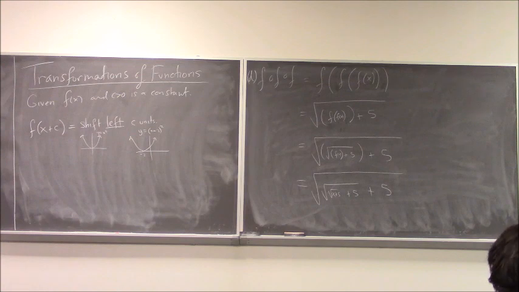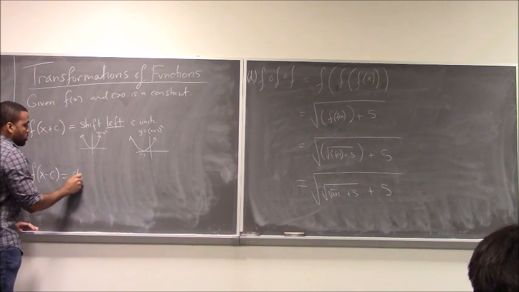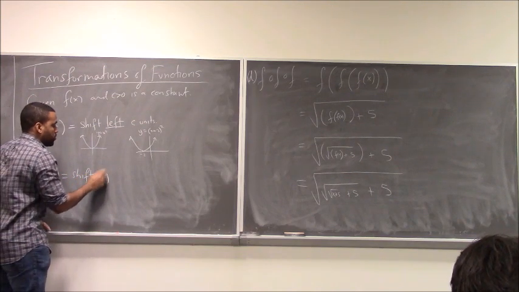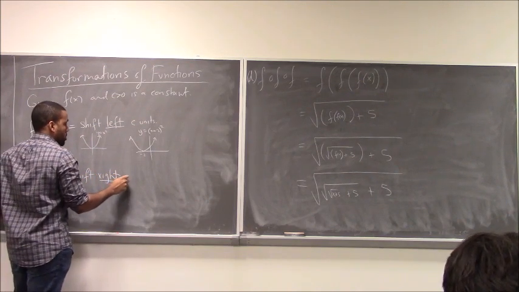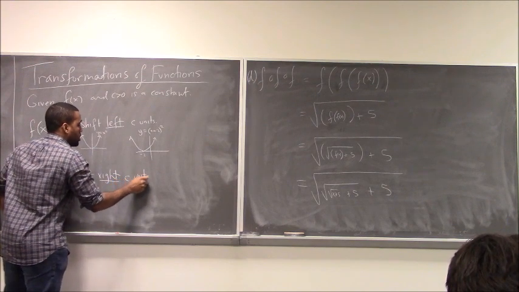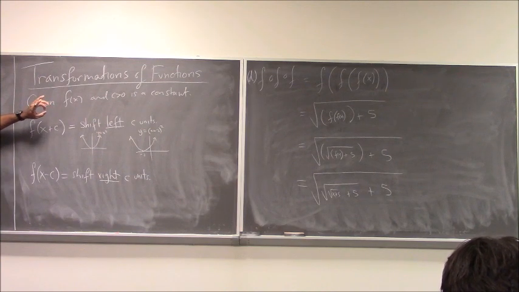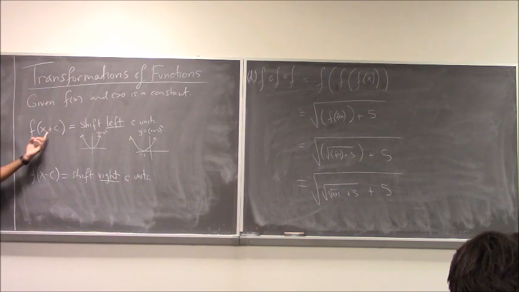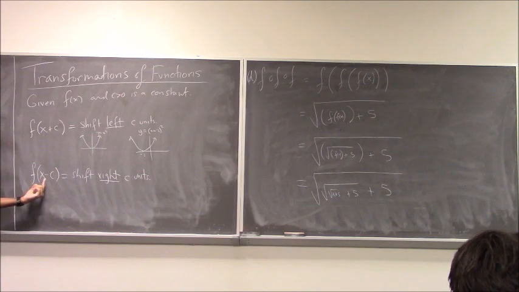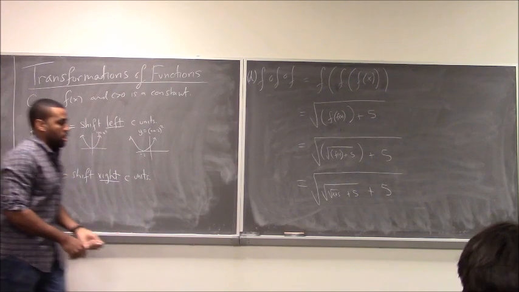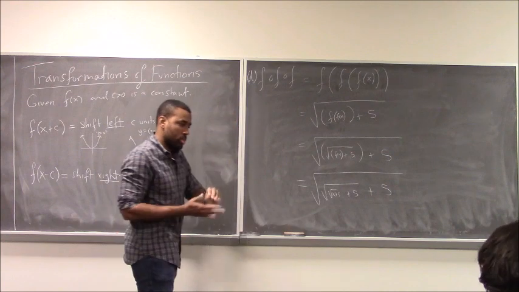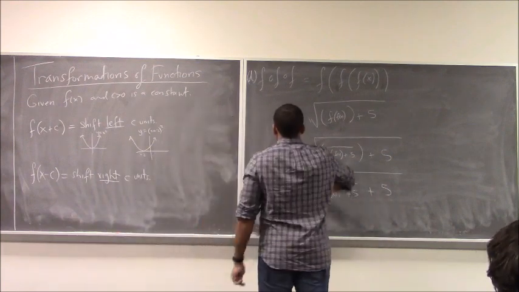So you can get to things. f of x minus c is a shift right c units. You'll notice a pattern here that when you're messing with the x, things kind of have the opposite effect of what you think they'd have. So adding actually moves left and subtracting actually moves right. Dividing actually stretches while multiplying actually shrinks. It's kind of reverse.